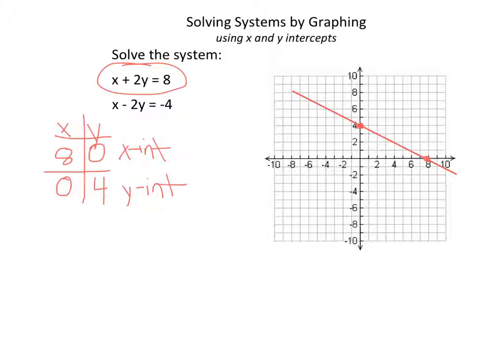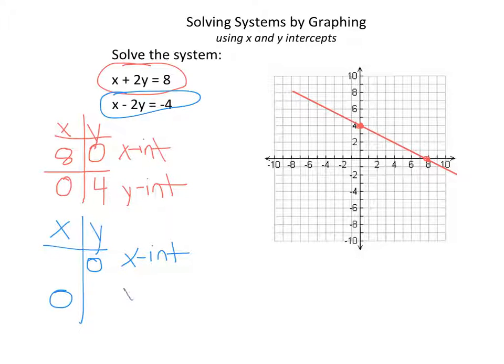I'm going to repeat this process for the next equation, x minus 2y equals negative 4. I'm going to make my chart, finding an ordered pair with 0 in for y for my x-intercept, and a 0 in for x when I want to find my y-intercept. If I put 0 in for y, x minus 2 times 0 equals negative 4. And I know that 2 times 0 is 0, so x equals negative 4. I can fill that in right here.